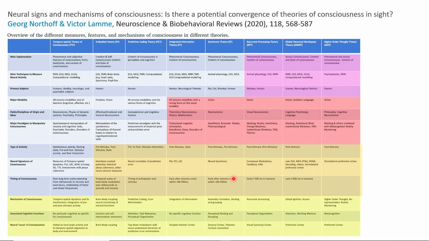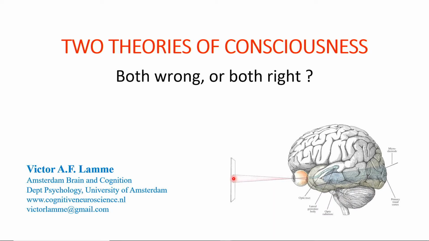And I decided, well, that's probably a bit much for a single talk. So I decided to change my title to this, 2 Theories of Consciousness. Both wrong or both right, so to keep it a bit manageable. So what will this be about?